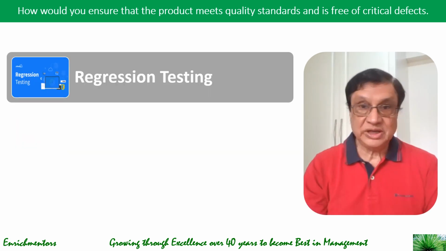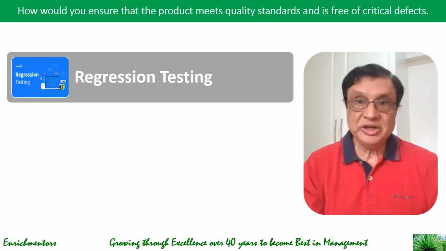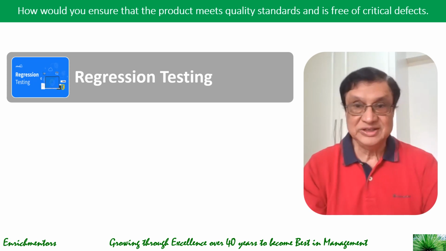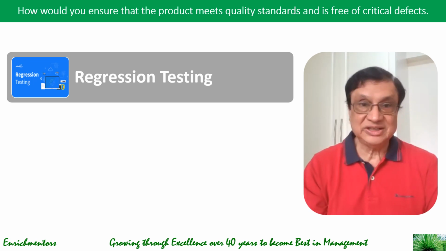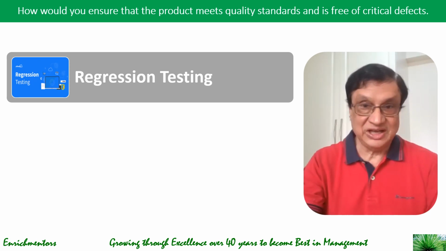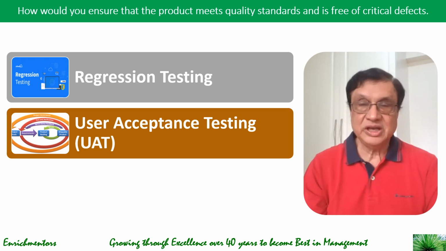Then you need to conduct regular regression testing to ensure that new feature development does not introduce defects in the existing functionality. Very important, because you're going to continuously introduce new features. So you need to keep making sure that the new things do not cause problems in your existing functionality. Involve stakeholders and end users in user acceptance testing, basically to validate that the product meets their expectations and requirements.